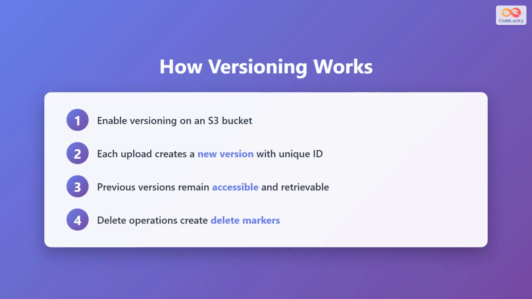The versioning process follows 4 simple steps. First, you enable versioning on an S3 bucket. Second, each time you upload a file with the same name, S3 creates a new version with a unique identifier. Third, all previous versions remain accessible and retrievable whenever you need them. Fourth, when you delete an object, S3 creates a delete marker instead of permanently removing the file.